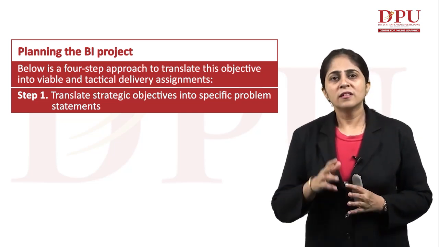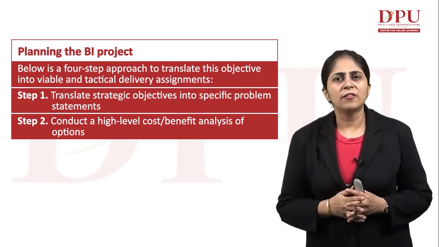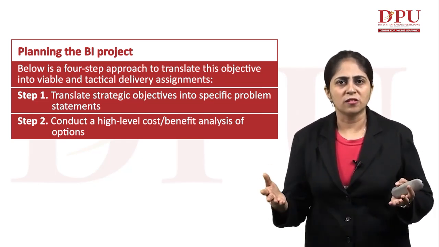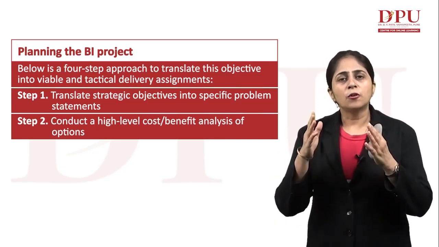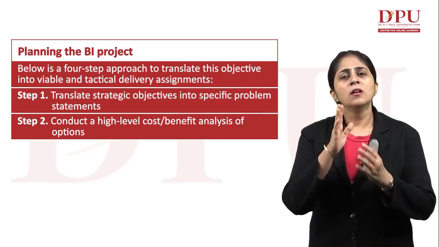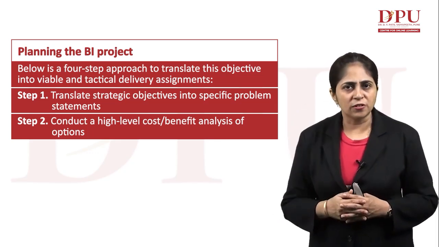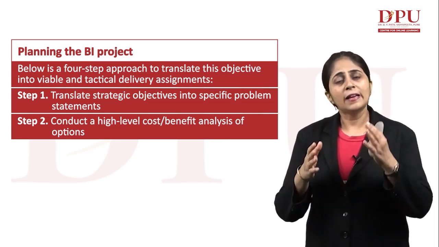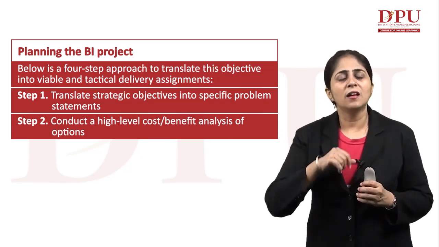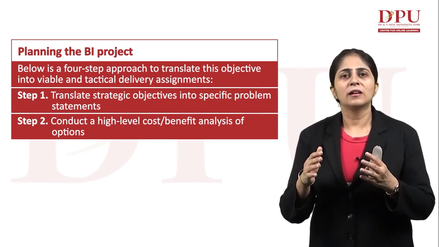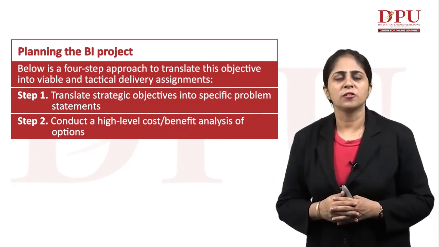Then step 2 would be to conduct a high-level cost-benefit analysis of the options. Now we have to achieve this objective, so for achieving it, we have to do a cost-benefit analysis of various options. We have to look at how much cost we can spend on it and how much benefit it will provide us. So we have to conduct a high-level cost and benefit analysis of various options.